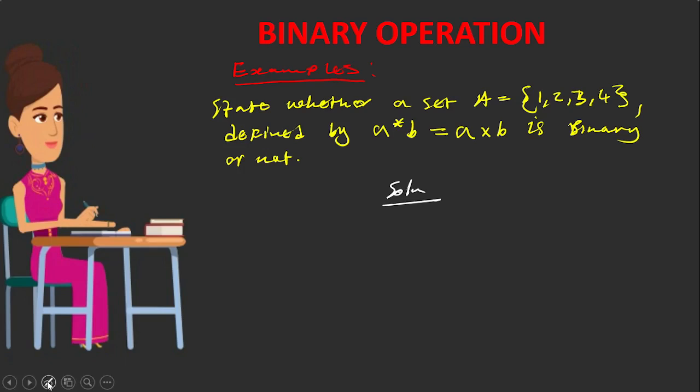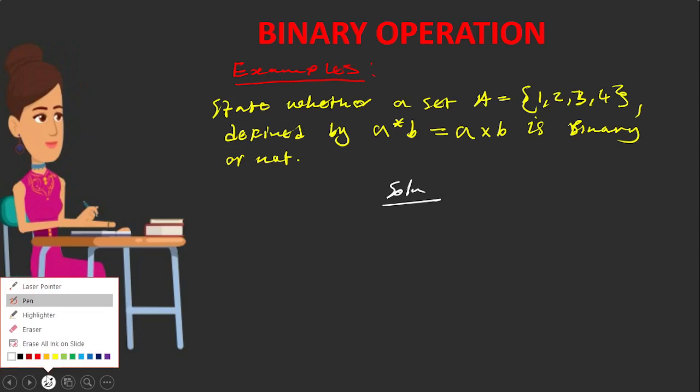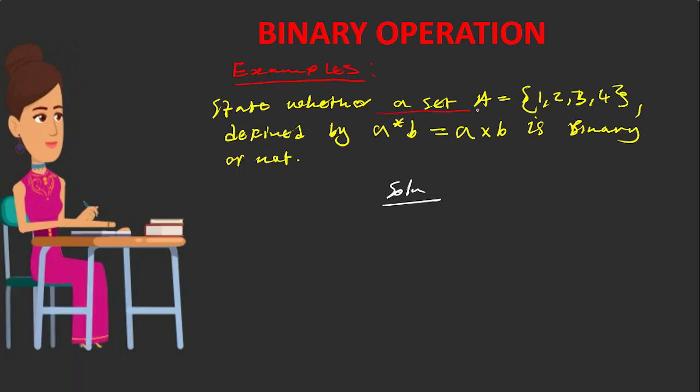What you need to understand is that we focus on the set which we have been given. This is where your focus should be: A star B is equal to A times B. This is more like the formula, and the star is just being represented by multiplication. This is the first way you need to know how to identify.